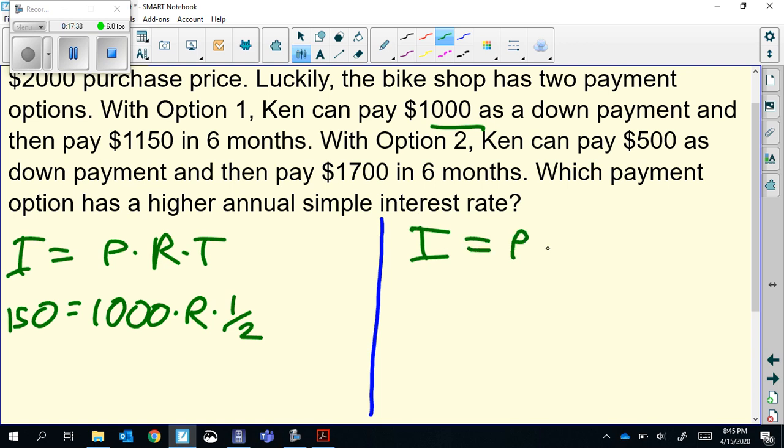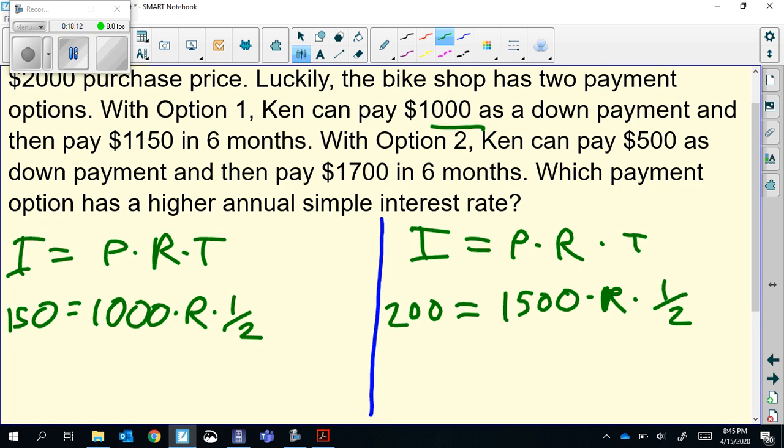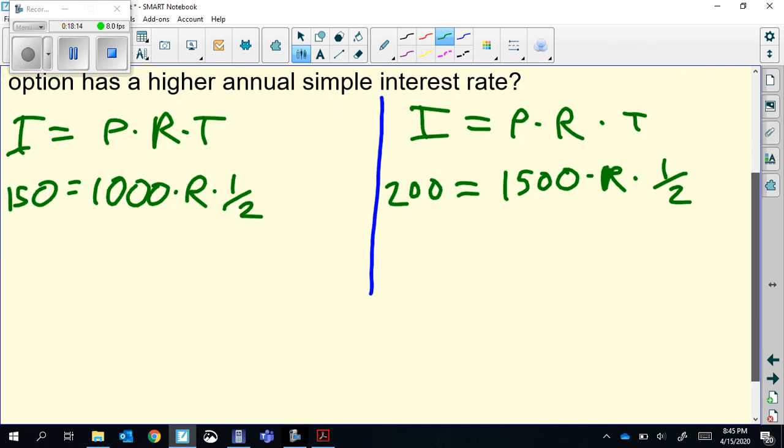Interest equals principal times rate times time. In the second situation, he can pay $500, which means he's going to borrow $1,500. Again, we don't know R, but we do know time is 6 months, so half of a year. And this time the interest, if he's borrowing $1,500, he has to pay back $1,700. That's $200 interest. So we're going to solve both of these out.